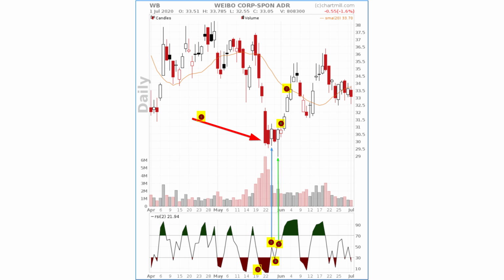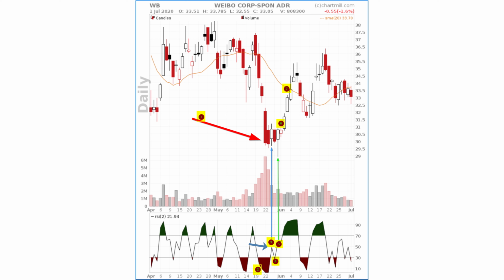A long setup in WB, price extreme down, price deviates significantly from the SMA 20. Then we have a 2-period RSI which goes below 10. Then it rises again above 30, however there is no entry the next day because the high of the candle indicated by the blue vertical line is not taken out.